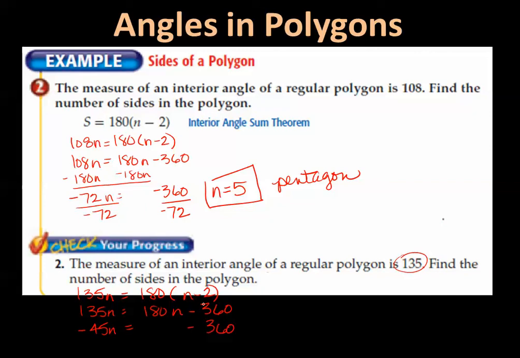So I divide 360 by 45. And remember, two negatives make it a positive. So n equals 8, and that will be an octagon.